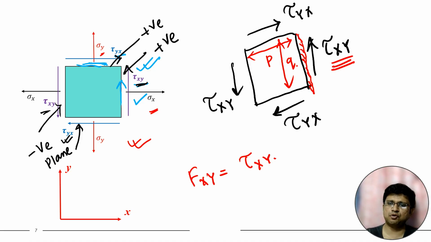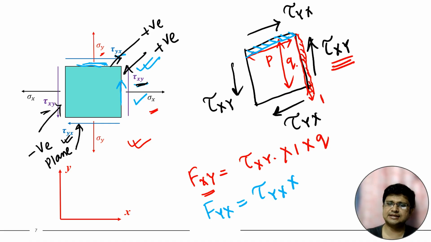So what is the area? I have already mentioned that for 2D condition, the thickness we will consider as 1. And this particular length is q. So tau xy into 1 into q. So this will be fxy. And what will be fyx? Fyx means this particular force. Here the force will develop. Fyx will be equal to tau yx into the thickness 1 into this particular length. This length is p. So into p. So this one is fxy, this is fyx.